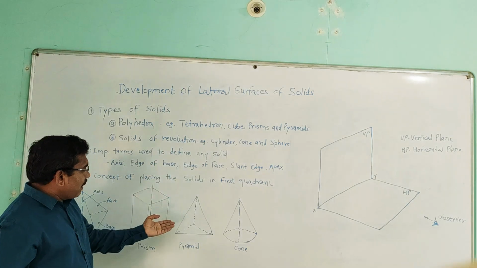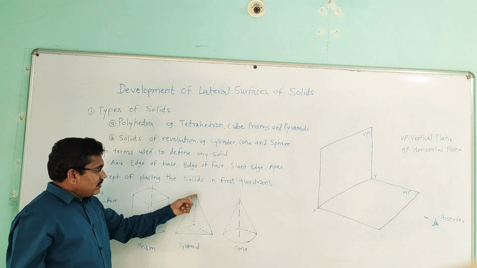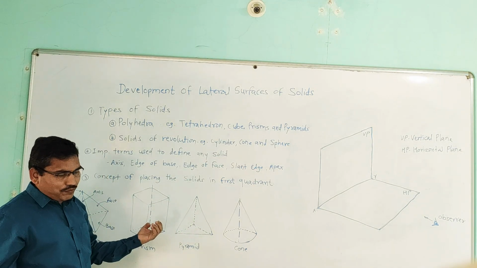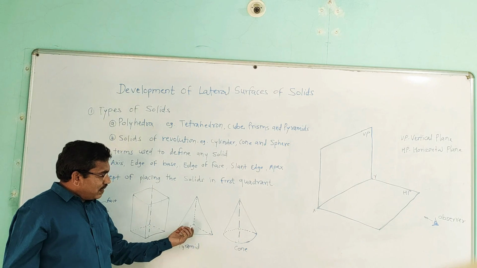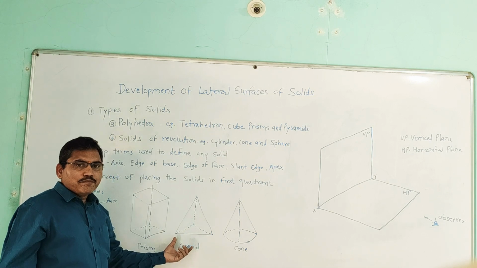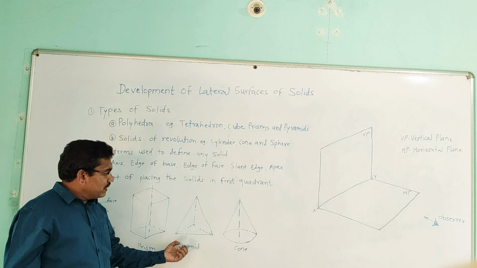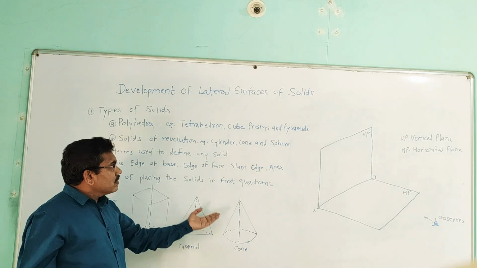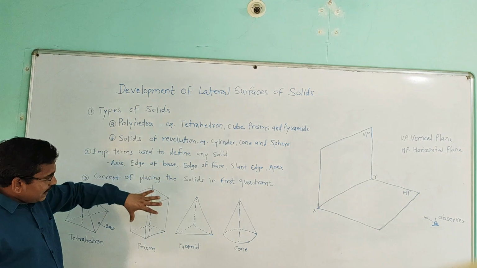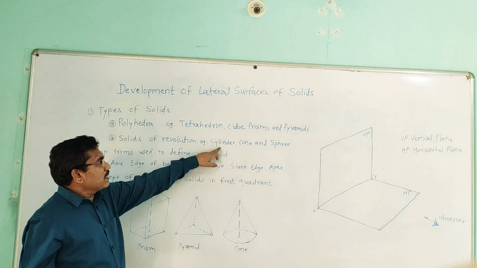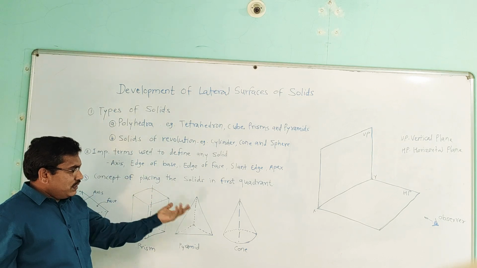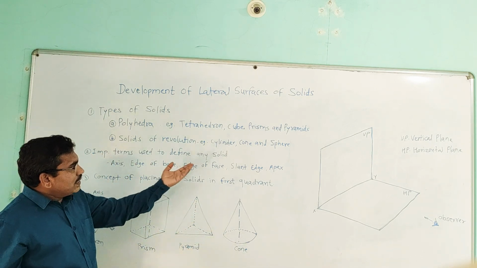Then the next solid is a pyramid. Now a pyramid has 1 apex point and 4 faces. Depending again upon the shape of the base, the pyramid is named a triangular pyramid, square pyramid, pentagonal pyramid, likewise. Now the next category of solid is solids of revolution. In that, the solids that come under this category are the cylinder, cone and sphere. We know the cylinder, we know the cone, and the sphere also.